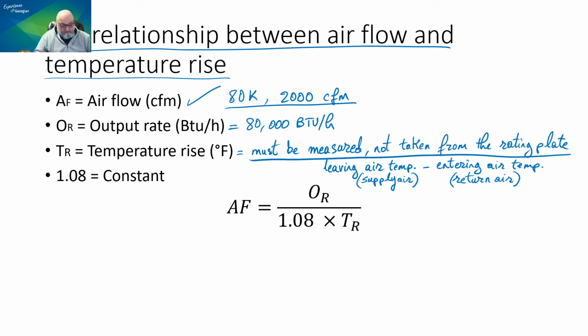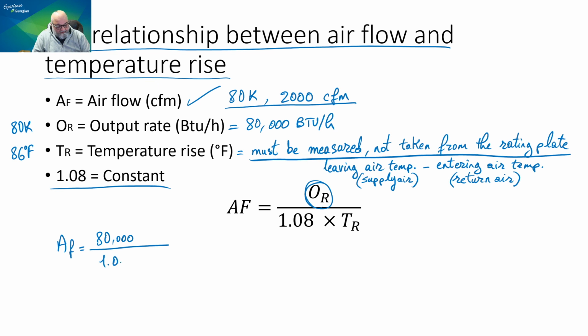Say, for example, your temperature rise that you measured came up to be 86 degrees Fahrenheit, and this is 80,000, all right, and this is a constant. Let's see how much is the airflow. So airflow in this example is going to be equal to 80,000 divided by 1.08 multiplied by 86 degrees Fahrenheit.